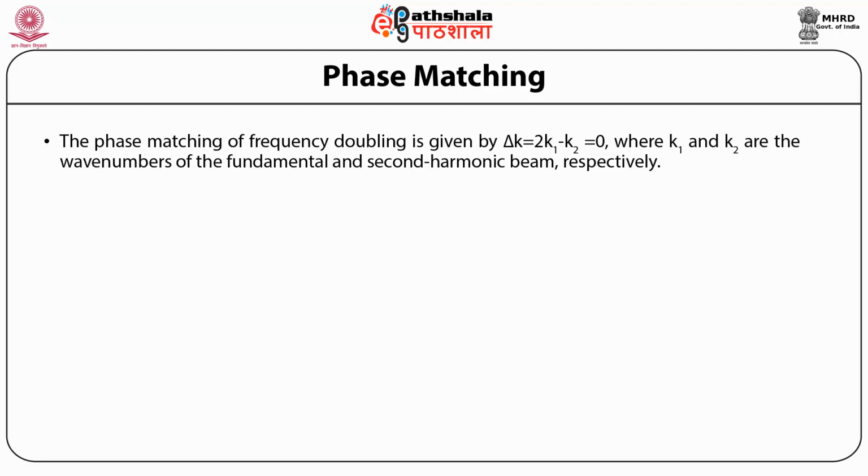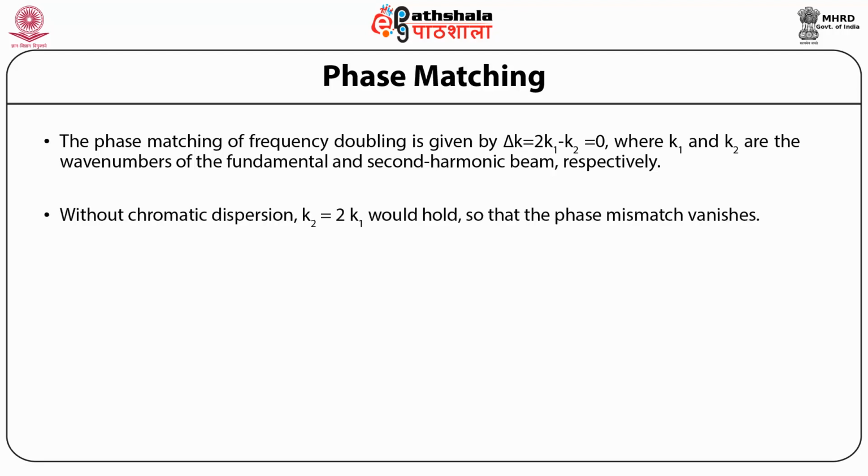The phase matching of frequency doubling is given by delta k = 2k1 - k2 = 0, where k1 and k2 are the wave numbers of the fundamental and second harmonic beam respectively. Without chromatic dispersion, k2 = 2k1 would hold, so that the phase mismatch vanishes.